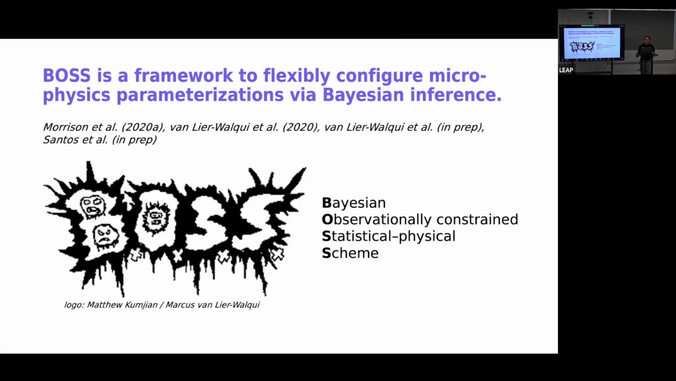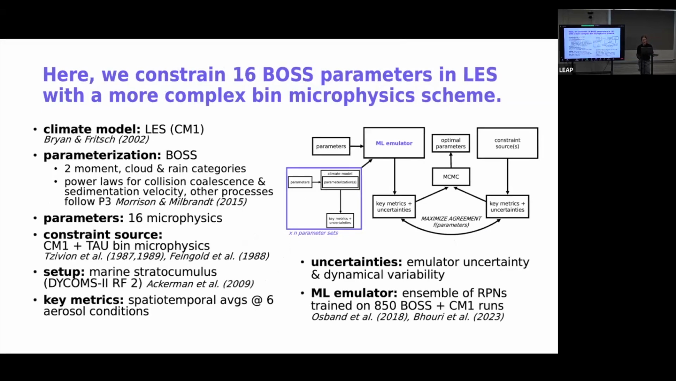Another key element of BOSS, which I won't go into here, but I'll just reference, is that it's also very flexible structurally. So we can also test those structural components. The work I'll present here is looking at constraining 16 of these microphysics BOSS parameters in a large eddy simulation. So this is what you might think of as a cloud resolving model for those not familiar. And we're going to constrain these parameters using a more complex bin microphysics scheme.